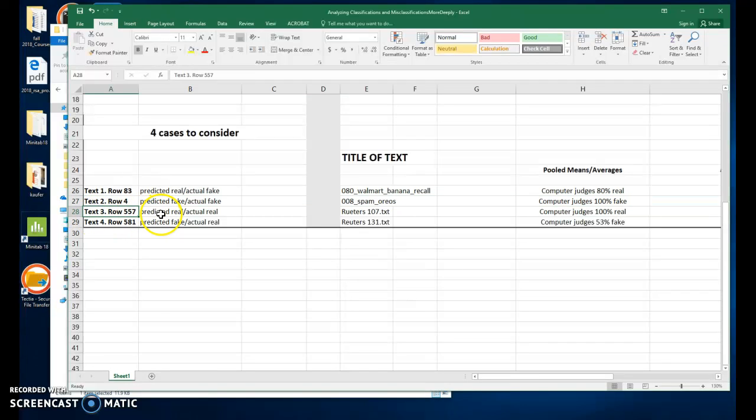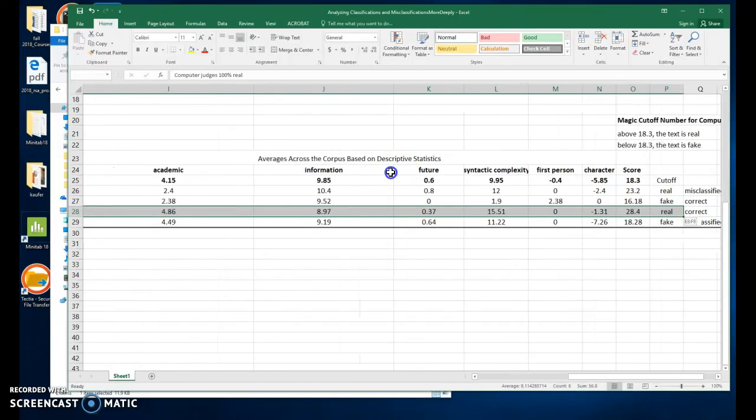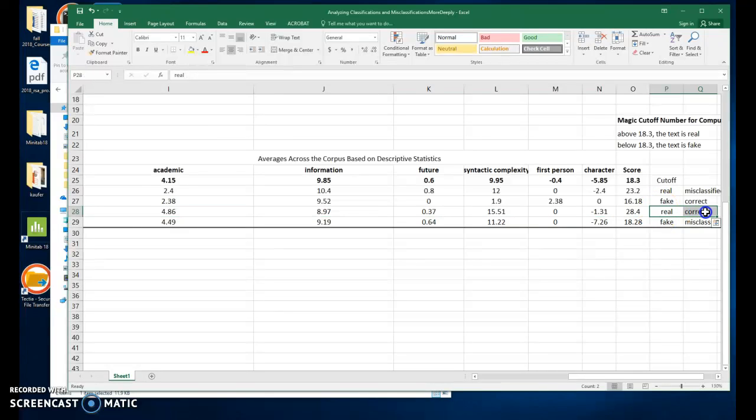Text 3, it was predicted to be real, and it is real, so it's a correct classification. This text is in the Reuters pile, it's number 107. The computer thought it was completely positive that it was a real text, and it was right. Here are the numbers from DocuScope STV plugged in. You can see that the number here is 28.4, very large, way above, so you can see why it was classified as real, and it was correct.